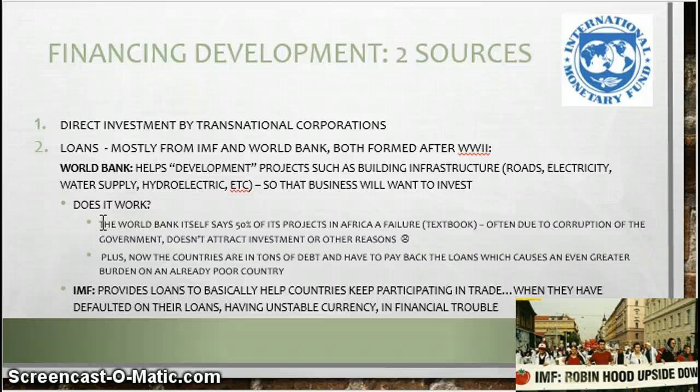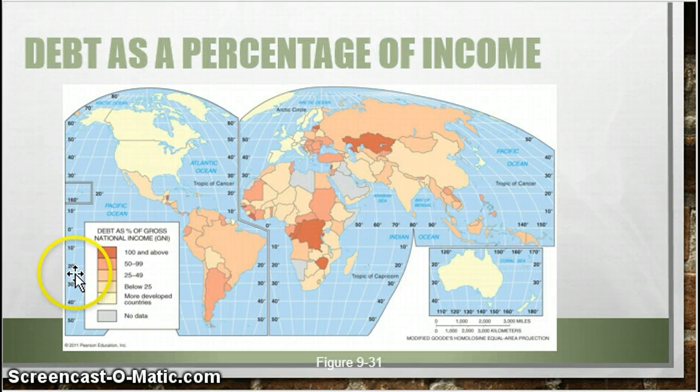It wants to develop infrastructure so that people will invest more, or corporations will invest more. There's lots of corruption in carrying out those programs, and it really hasn't solved the problem. And then there are huge amounts of debt because of both of these. The International Monetary Fund provides loans to help countries keep trading and keep their currency stable. Both of them have led to a high amount of debt because these are loans, not gifts. And so as you can see, those peripheral countries often are getting into debt.